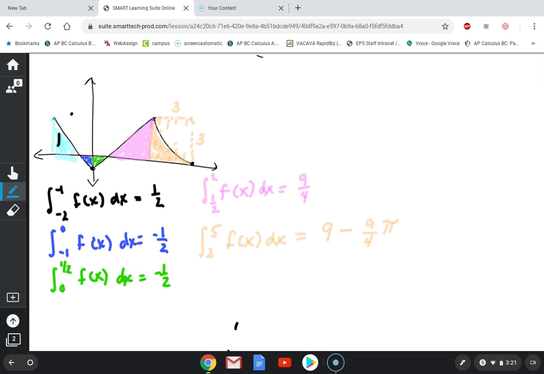Again, the area of the whole circle is 9 pi, and then because I have 1/4 of it, the remaining area, the shaded in orange there, is going to be the rectangle minus the quarter circle. So that's how I get that value.